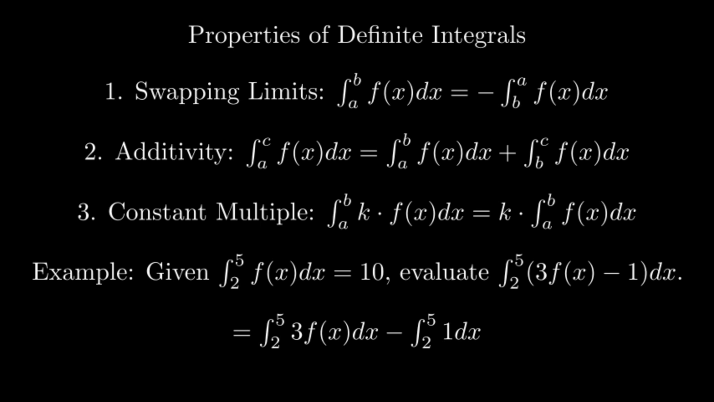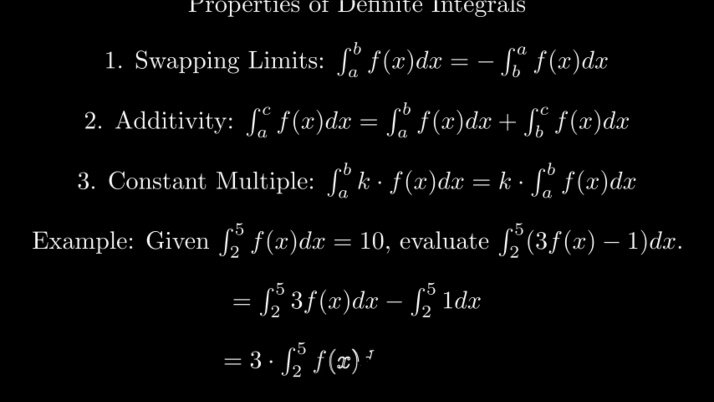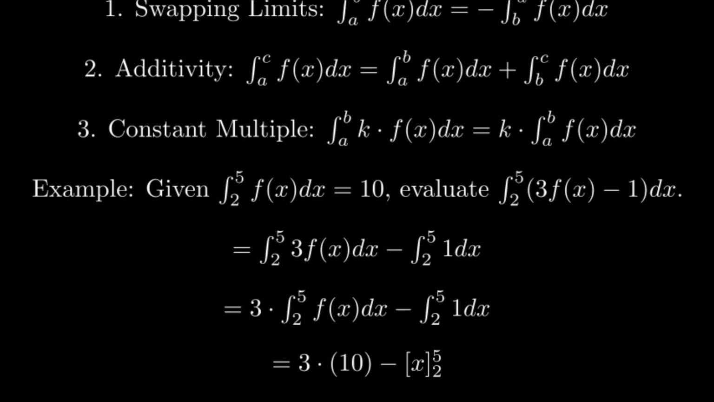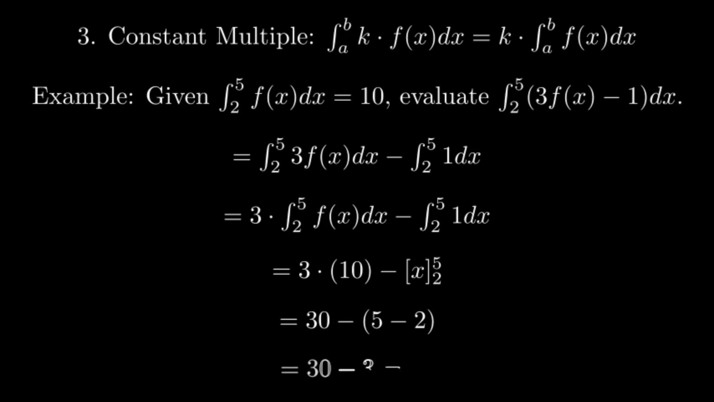First, we can split the integral of the difference into the difference of the integrals. Next, we use the constant multiple rule to pull the 3 outside the first integral. Now we can substitute the given value. We know the integral of f of x is 10. For the second part, the integral of 1 is just x. So we have 3 times 10, which is 30, minus the value of x evaluated from 2 to 5, which is 5 minus 2, or 3. The final answer is 30 minus 3, which is 27.